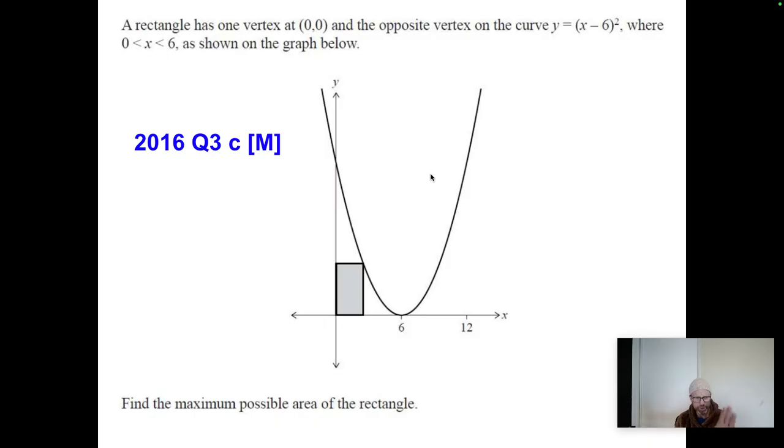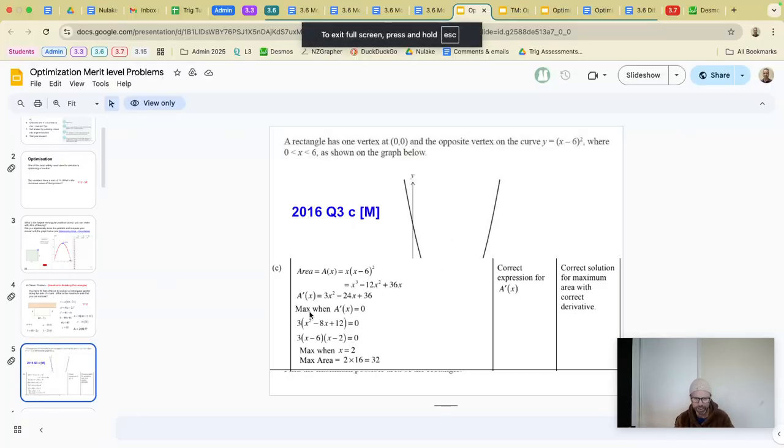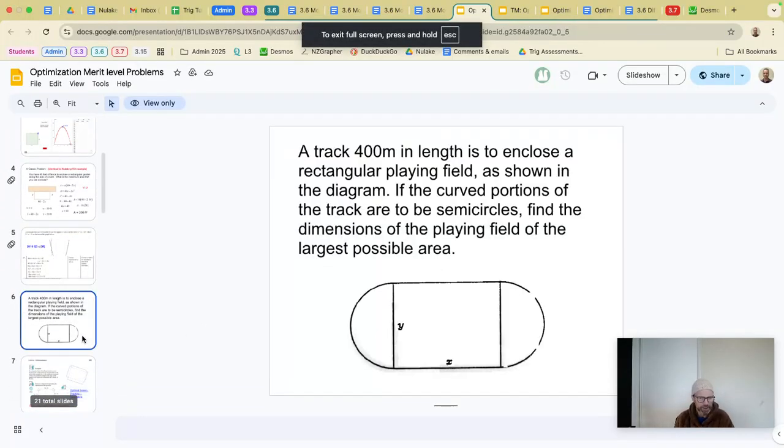So I'm not going to spoil it. I want you to have a look at it and go look at the answers there afterwards. This one we'll probably do in class, VC session that is. What happens if you've got circle ends? The circumference here is 400, and you want to optimize the maximum area inside that running track.